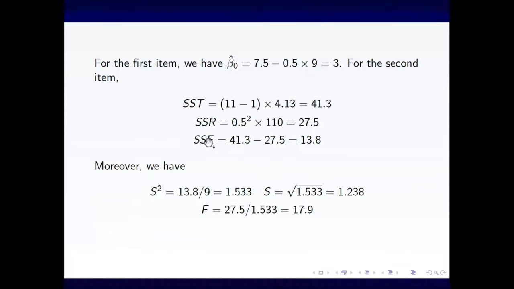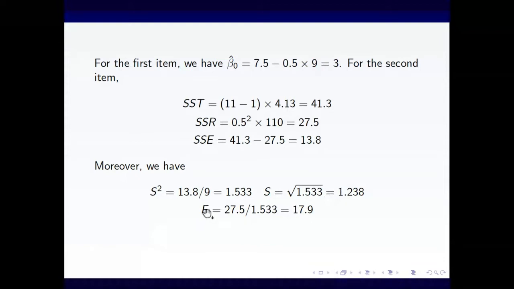Then you can calculate SSE from the SST and SSR. So SSE is equal to SST minus SSR, which is 13.8. And then S squared is 13.8 divided by 9, which is the degrees of freedom, 11 minus 2, which is 9. So that gives 1.533. Also we can calculate the square root of S squared, which is S, 1.238.